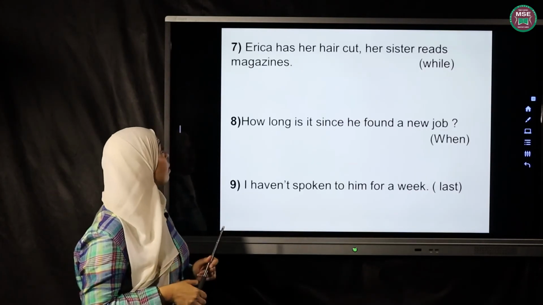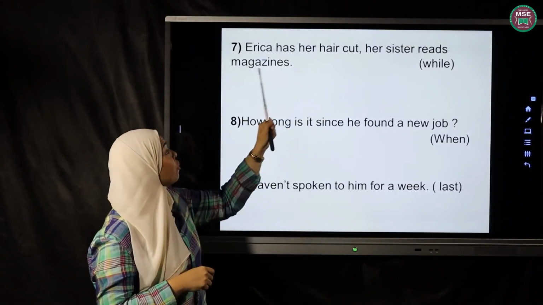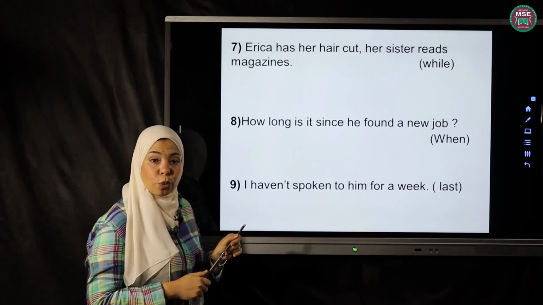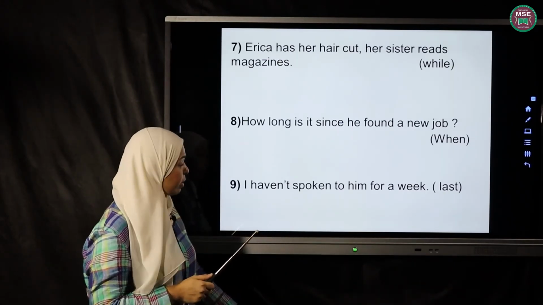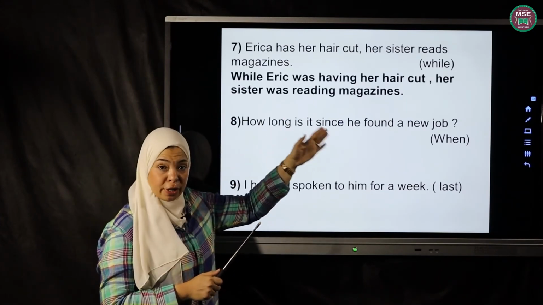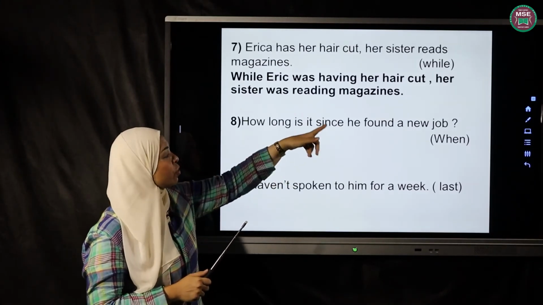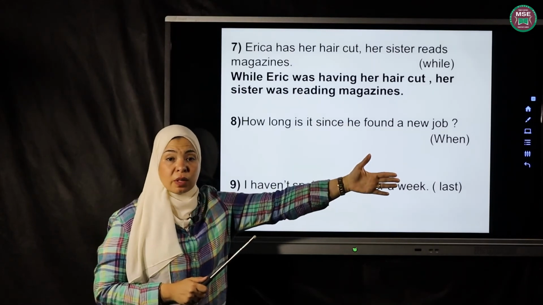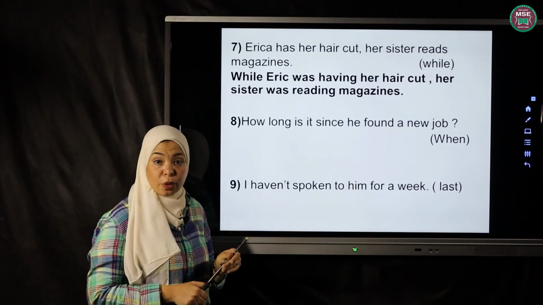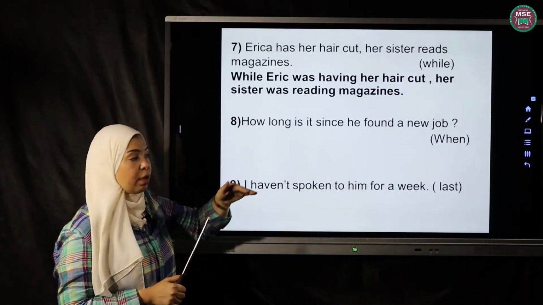Okay? 7. Erika has her hair cut. The other sentence, her sister reads magazines. And then I ask you to use while. Of course, while at the beginning of the sentence, it will be while Erika was having her haircut. What happened with her sister? Her sister was reading magazines. Her sister was reading the magazines, and she was having her haircut. Okay? Two simultaneous actions. No one interrupted the other one.